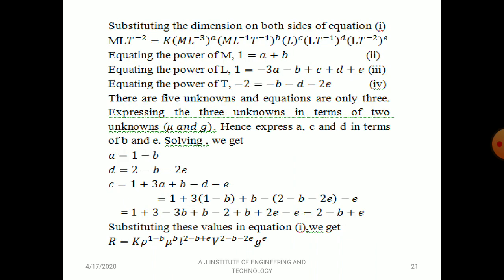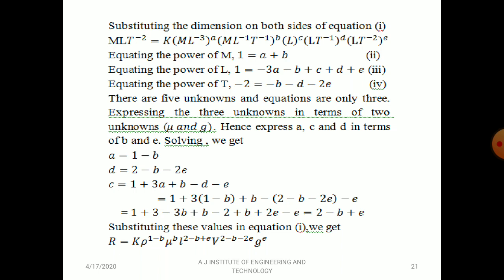Now next step, substituting the dimensions on both sides of the equation. So I get the expression M L T to the power minus 2 equal to k into M L to the power minus 3 to the power a into M L to the power minus 1 T to the power minus 1 to the power b into L to the power c into L T to the power minus 1 to the power d into L T to the power minus 2 to the power e. So just writing dimensions on both sides, LHS and RHS. Now next step, equating the powers of the fundamental quantities, that is M, L and T.